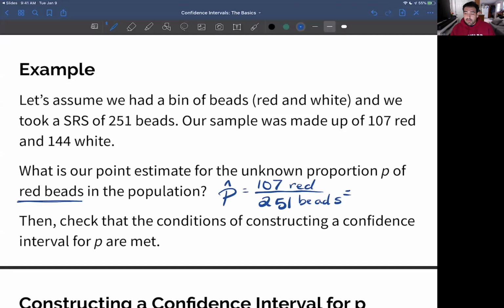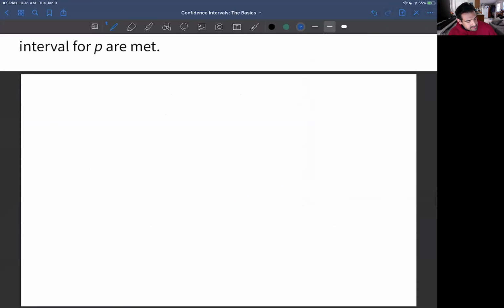Let's turn that into a proportion. Let me pull out my calculator. We have 107 divided by 251. We get a proportion of about 42.6%. So now we need to check that the conditions have been met.